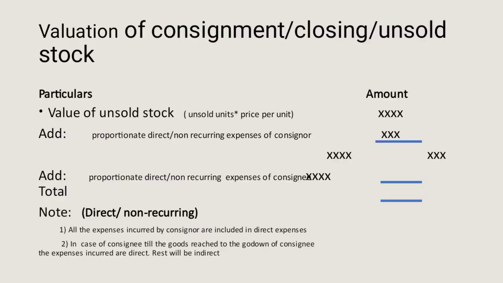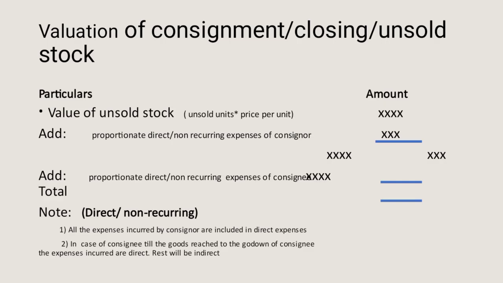Now we have to do the valuation of the closing stock. For the valuation of the closing stock, first of all we will calculate the value of unsold stock. Then in that we will add proportionate direct or non-recurring expenses of the consignor, and then we will get the valuation of consignment or closing stock.